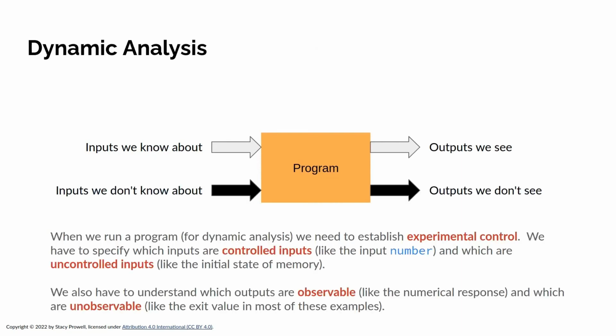Another way to think about this is your program has inputs we know about and outputs we see, and it may also have inputs we don't know about and outputs we don't see. When we run a program for dynamic analysis, we have to establish some experimental control. Let's run it in a container. Let's see what it accesses. Let's be sure that it's always getting the same results, so that we have some control over it. And we have to account for the fact that there are things that are probably changing as we do this. And we have to try to understand which outputs are actually observable and which are unobservable.